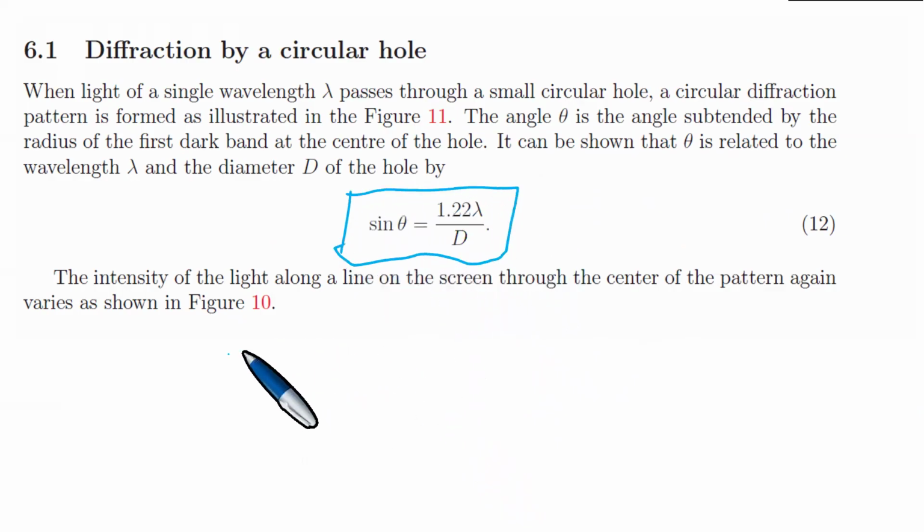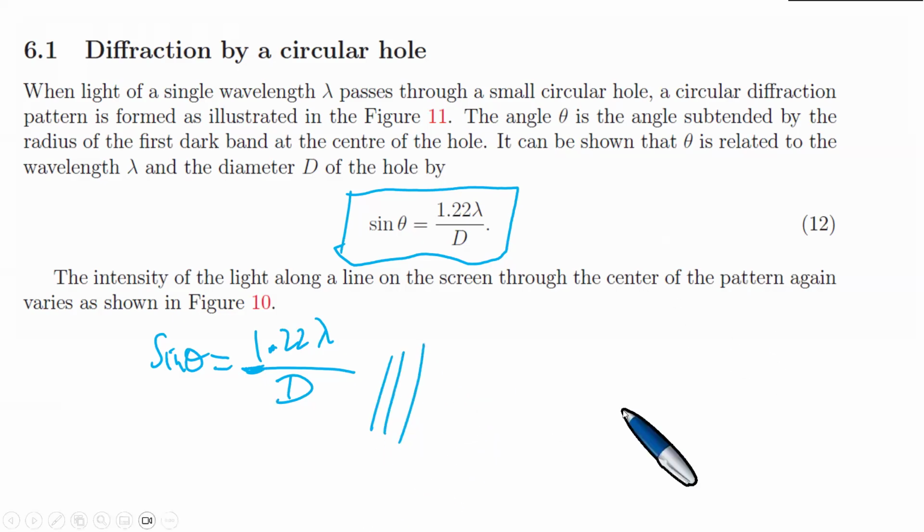the sine of theta, which is 1.22 lambda divided by d. The intensity of the light along a line on the screen through the center of the pattern again varies as shown in figure 10.